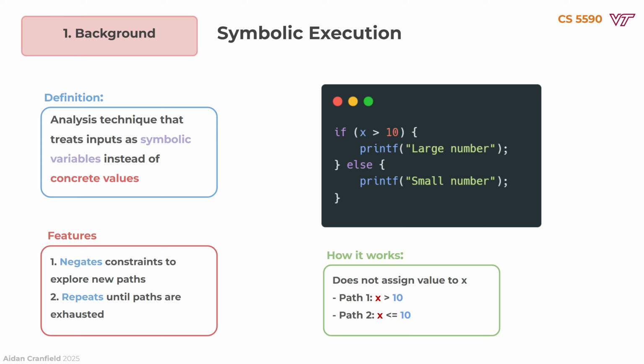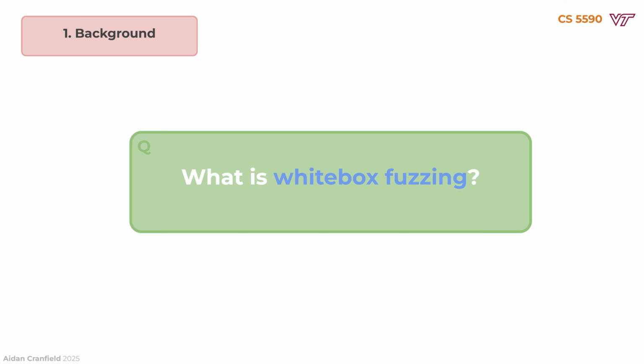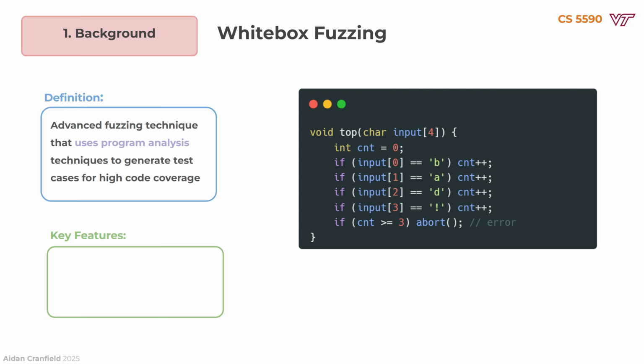And now that we know these concepts, we can ask a new question, which is, what is whitebox fuzzing? Whitebox fuzz testing is an advanced fuzzing technique that uses program analysis techniques such as symbolic execution and constraint solving, which we just talked about, to generate test cases that achieve high code coverage and efficiently find vulnerabilities. It uses symbolic execution. Instead of relying on randomness, it intelligently explores new paths by solving logical constraints.